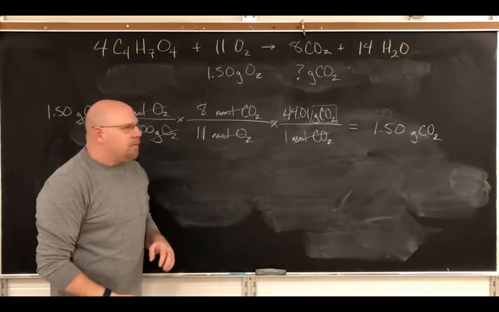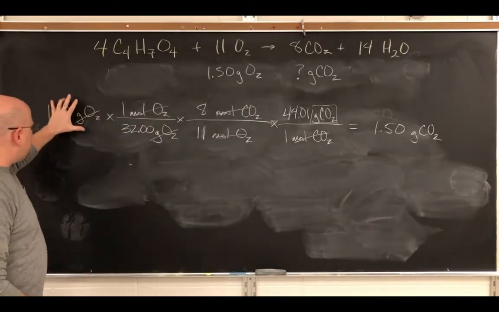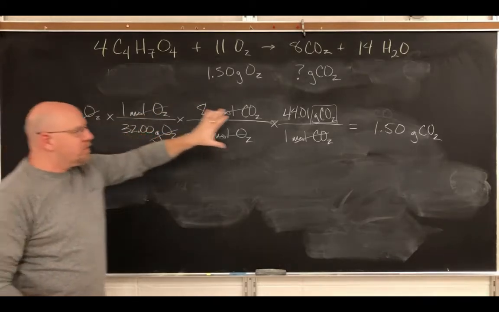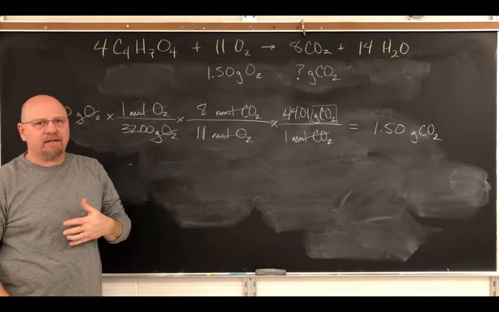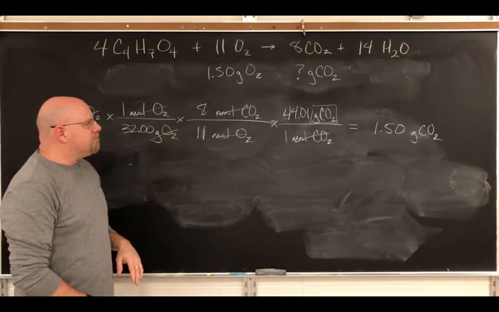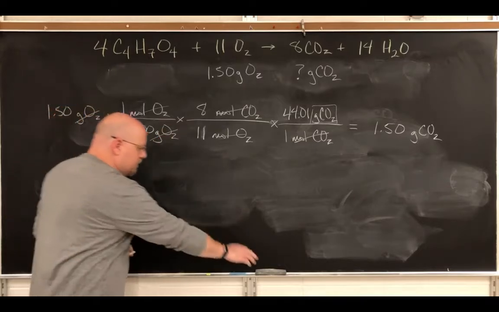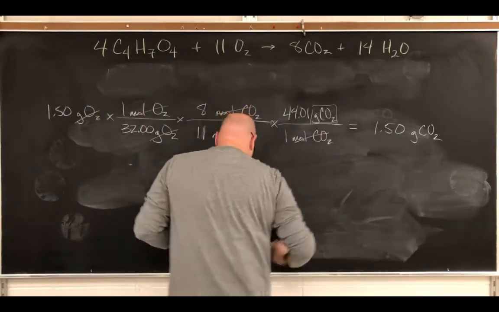I know, weird. But it just so happened the way I set this up, the mass of oxygen is equal to the mass of carbon dioxide. Why? Because the math tells us that. So when we set up our conversion correctly, that's what we get. I'll leave this up, and we'll look at the last problem we're going to do in this series.